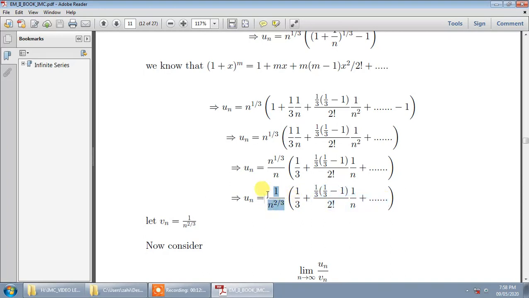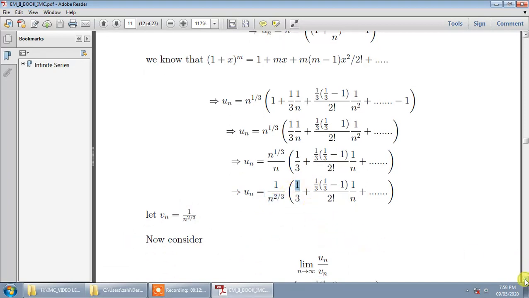And this I am going to consider as Vn intentionally. So this is your Vn. If it becomes Vn, so this Vn and this n raised to 2 by 3 will get cancelled. So 1 upon n raised to 2 by 3 and 1 upon n raised to 2 by 3 get cancelled, and this becomes 1 by 3. And note that 1 by 3 is less than 1.